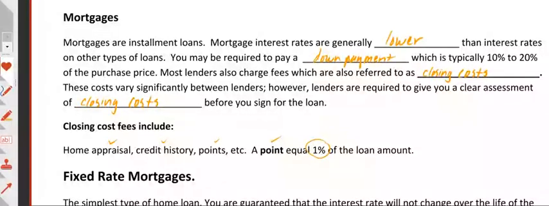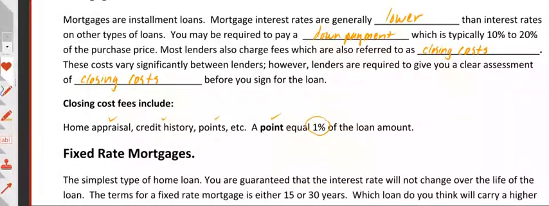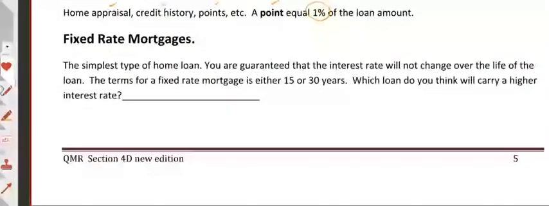Now, the simplest type of mortgage is a fixed rate mortgage. You are guaranteed that the interest rate will not change over the lifetime of that loan. And the terms for a fixed rate mortgage are either 15 or 30 years.